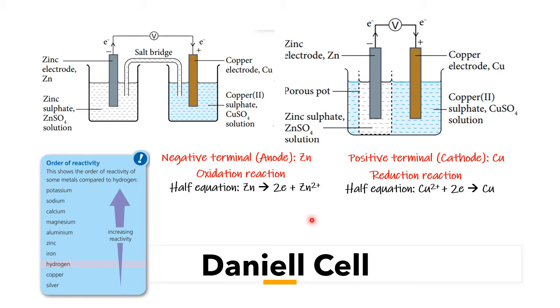So for the overall equation, you must add the two half equations. You add both half equations mathematically. So lastly you will get the overall equation: zinc plus Cu2+ produces zinc 2+ and copper. So the two electrons we have cancelled out.